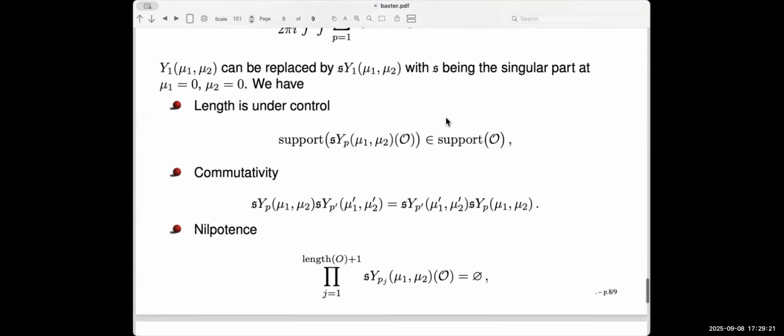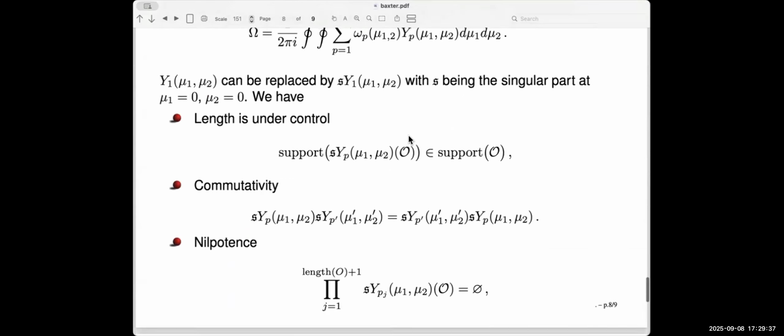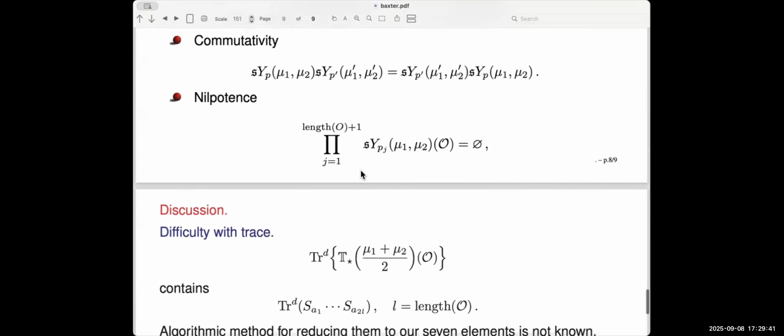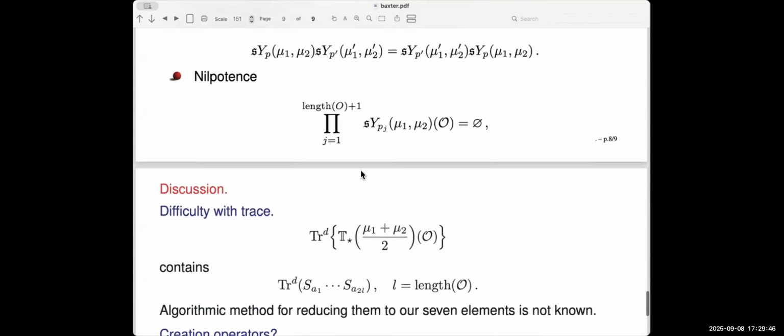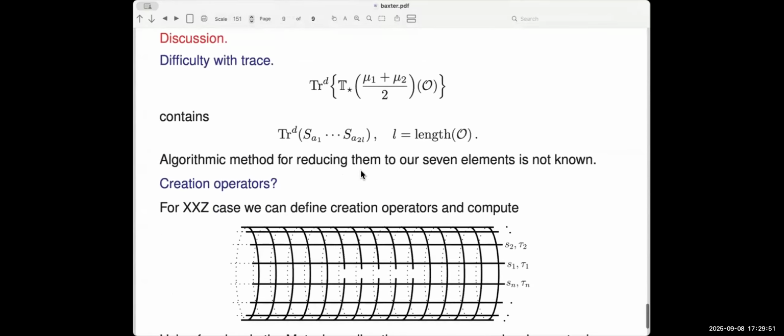So in fact, these are properties which we are used to very much in the XXZ case, where they are explained by the fact that these operators Y are actually a quadratic form of some fermionic annihilation operator. So I will return to this. Now let me discuss these results.